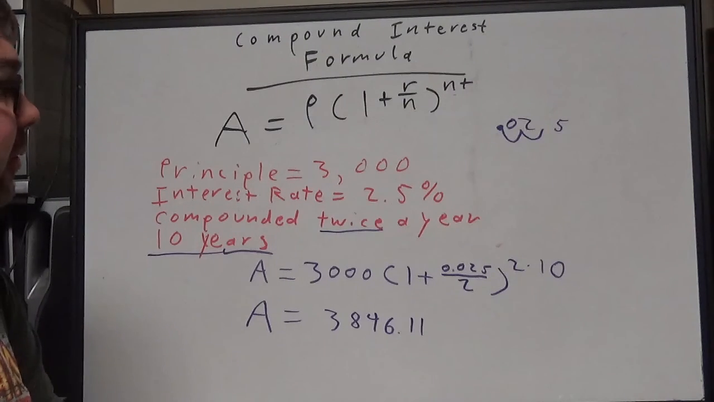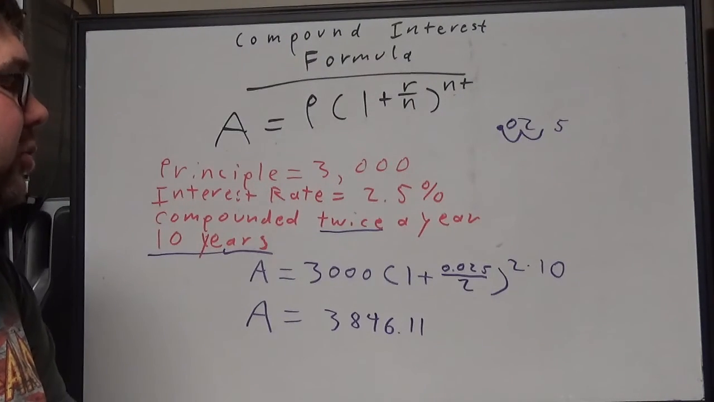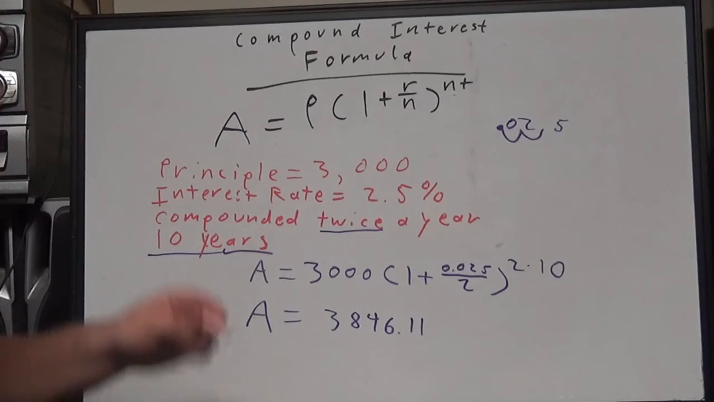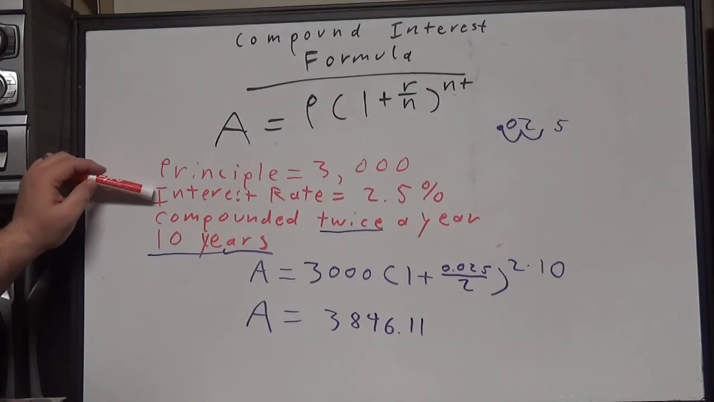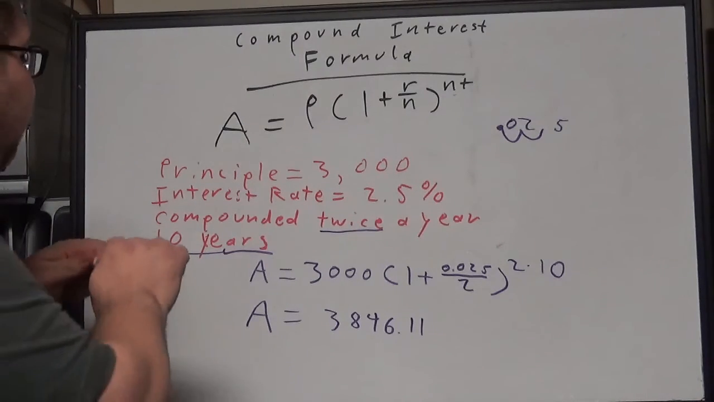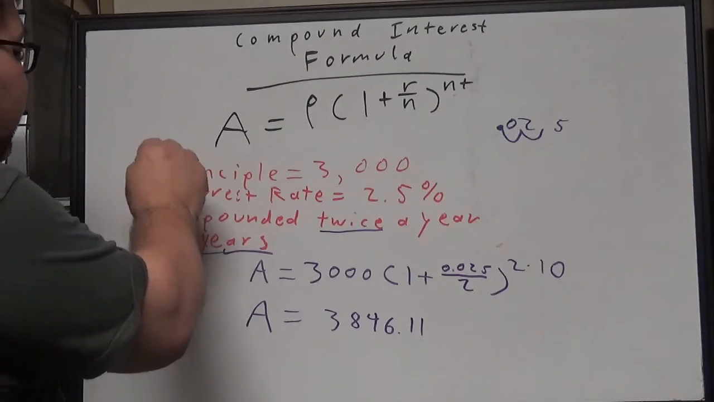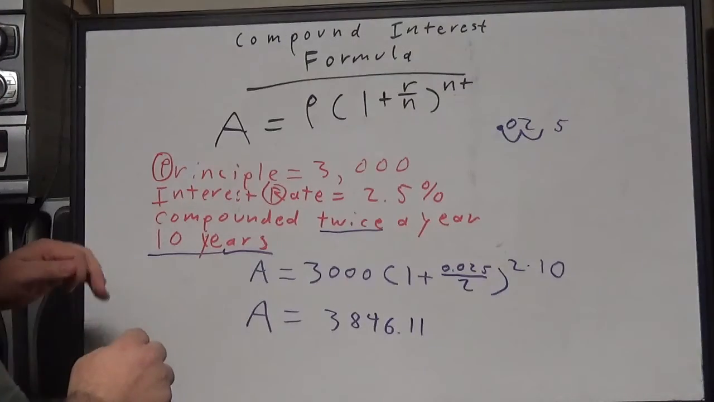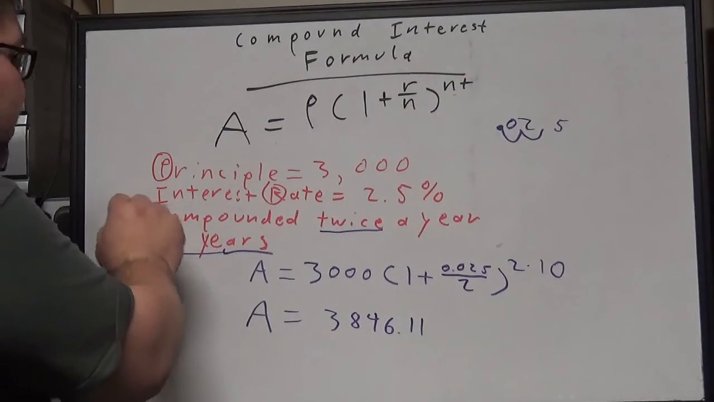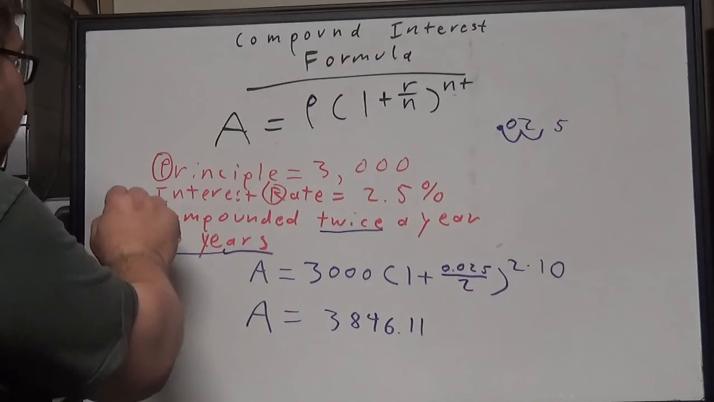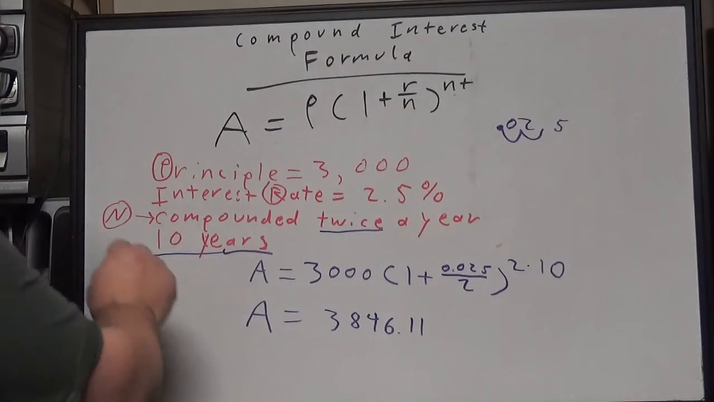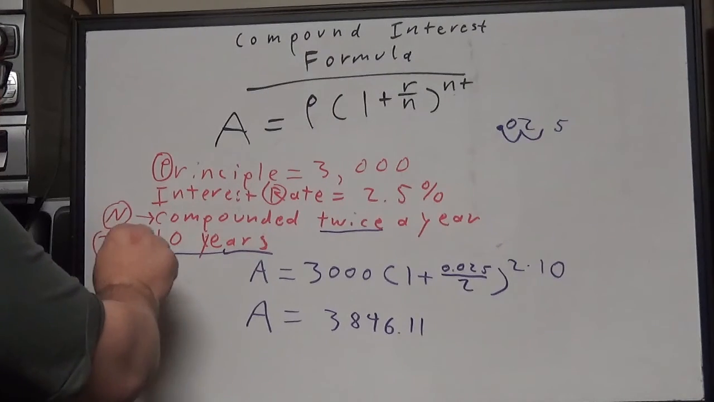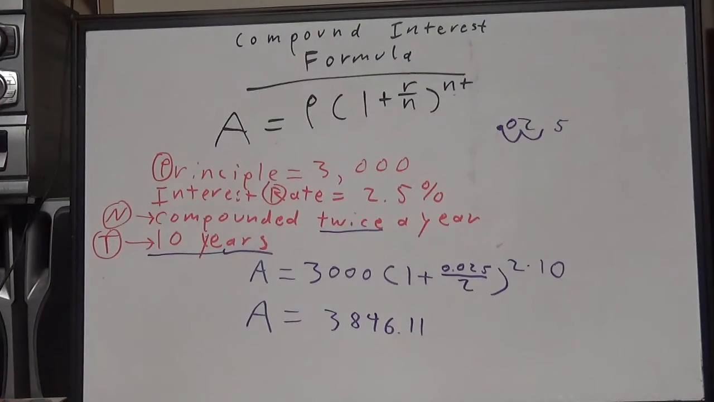Anyway, that's all there is in the compound interest formula. Just to go over it again, P is the principal, R is the rate, and I'm going to actually circle these. The N stands for number, and T is, of course, time, or time periods, really.